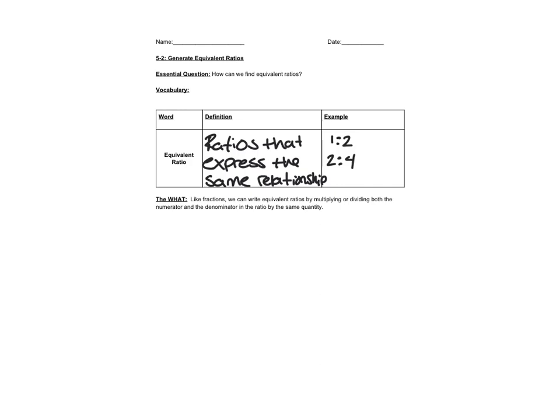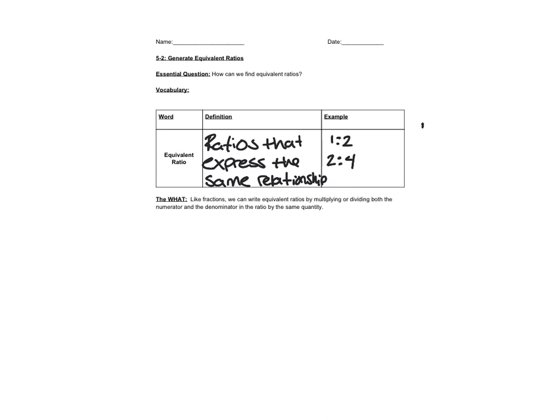All right, today we're going to talk about generating equivalent ratios. So equivalent ratios are ratios that express the same relationship. We talked about this a little bit yesterday, but for example, we have 1 to 2 and 2 to 4. Those are equivalent ratios because they express the same relationship.